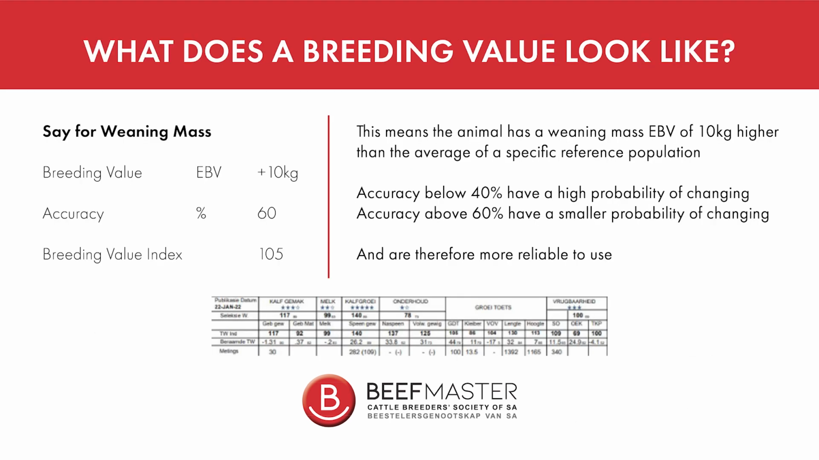Breeding values are usually expressed, in the case of weights such as weaning weight, in kilograms. In this case, the plus 10 will refer to 10 kilograms above the breed average. The accuracy of the figure refers to the reliability of the figure. Figures below 40% have a big chance of change. Figures above 60% accuracy have a much lower chance of changing.